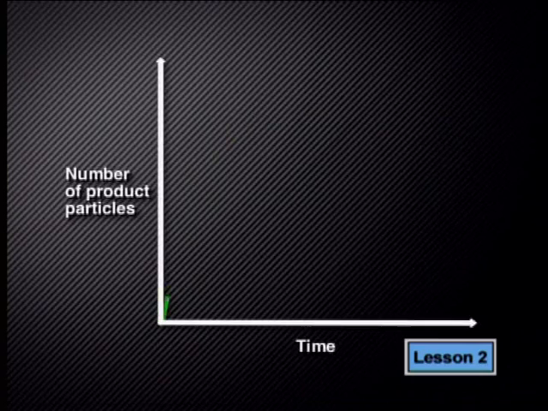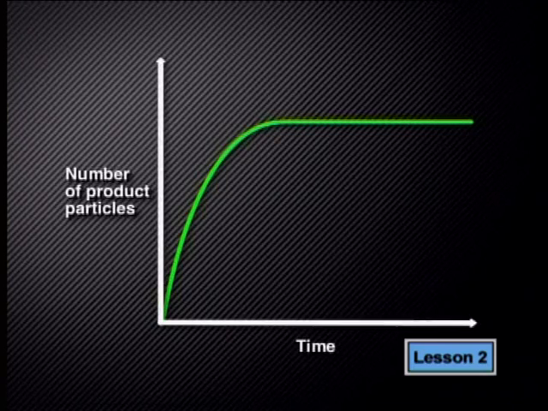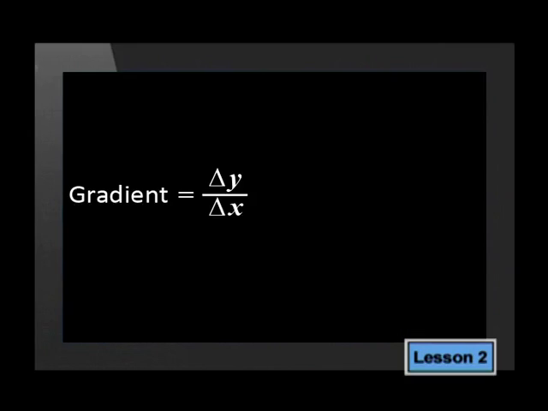Can you sketch a graph to show how the number of product particles changes for this reaction? Notice, at the start, there are no particles of magnesium oxide. But once the reaction starts, the number of product particles increases rapidly and then remains constant. We can use the gradient of this type of graph to find the reaction rate.